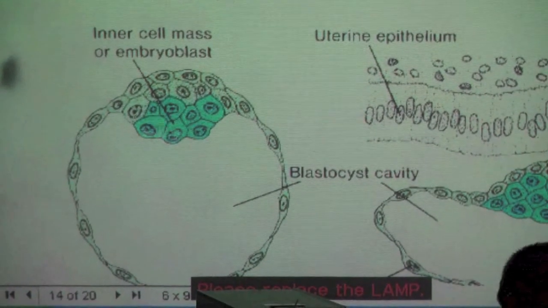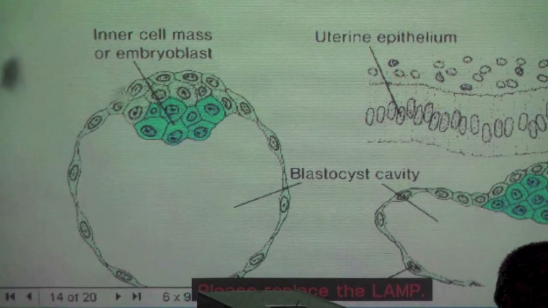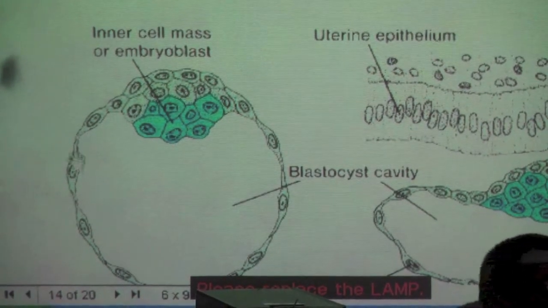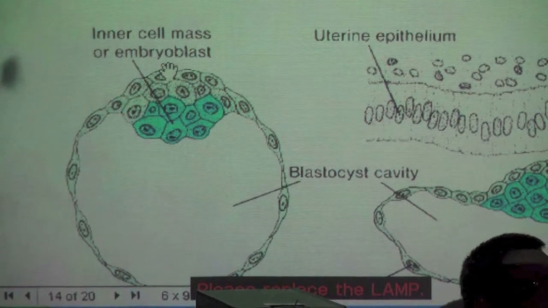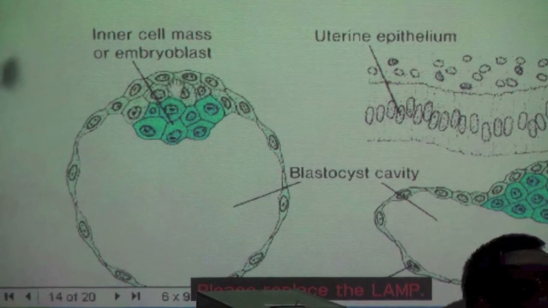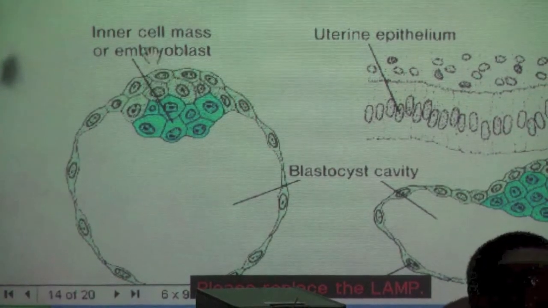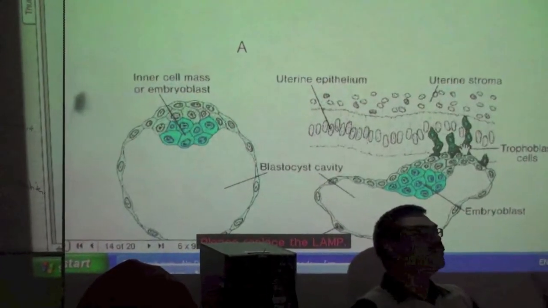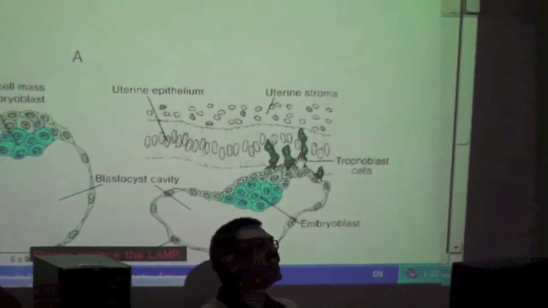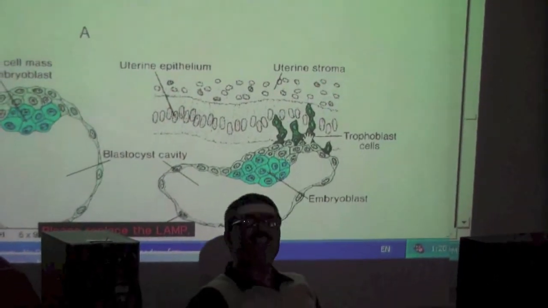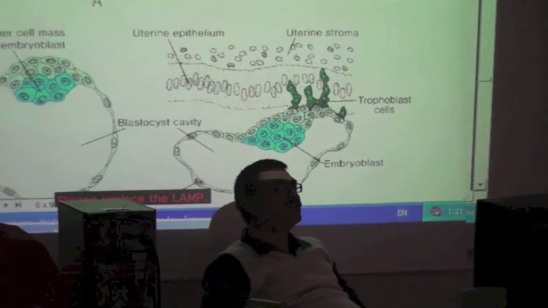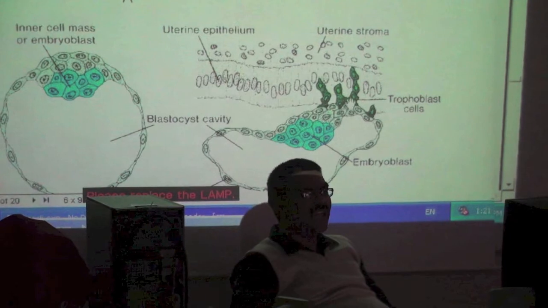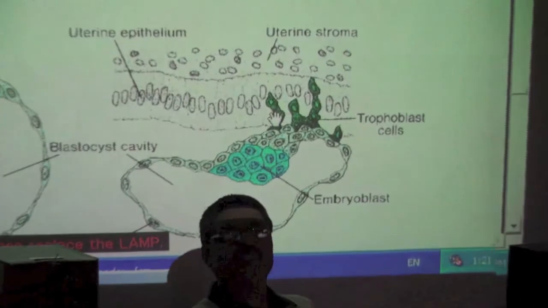Now the outer cell mass cells of the blastocyst are also called trophoblastic cells. These trophoblastic cells start multiplying, and when they start multiplying, they migrate towards outside. When they migrate outside, they lose their cell walls, and this is called syncytial trophoblast. The inside cells are called cytotrophoblast. So we have cytotrophoblast inside, and syncytial trophoblast cells outside.